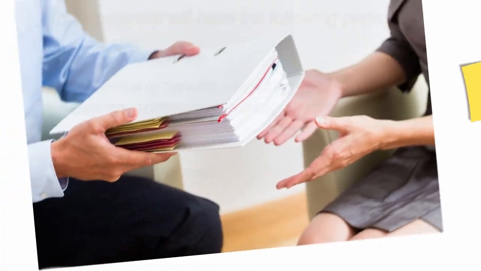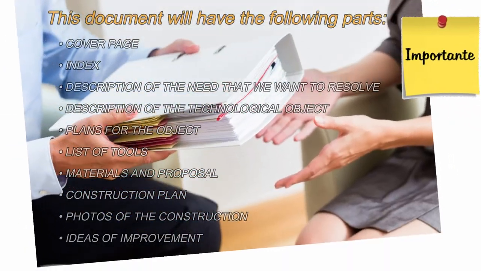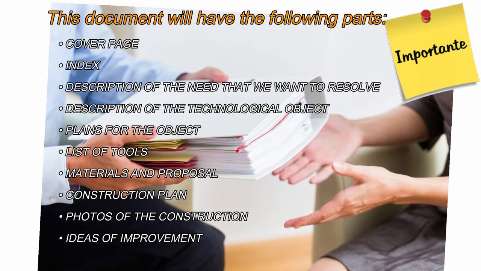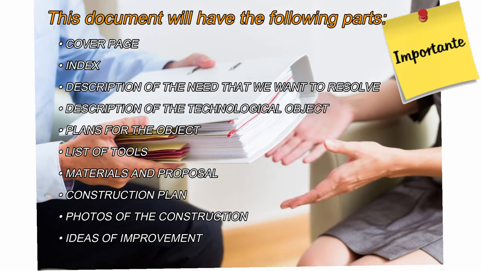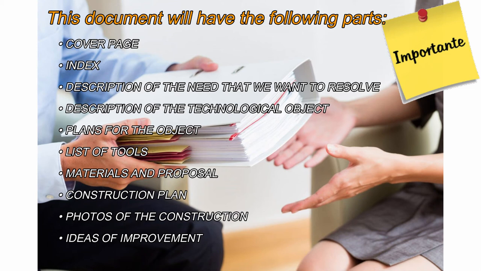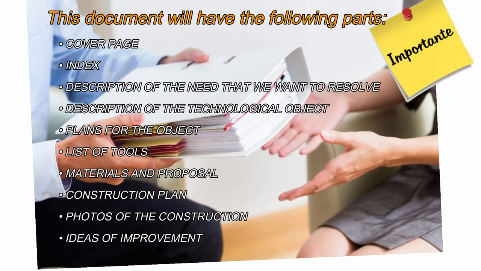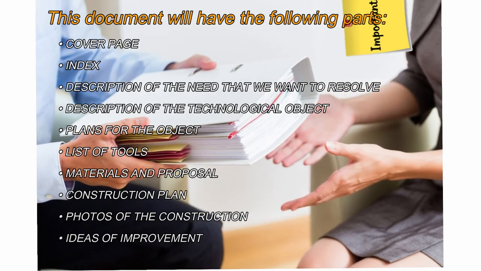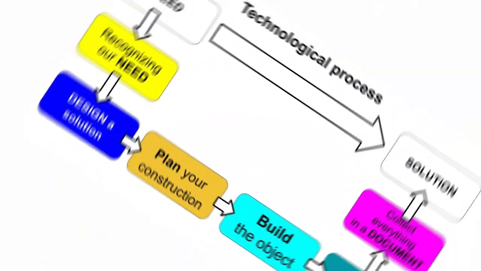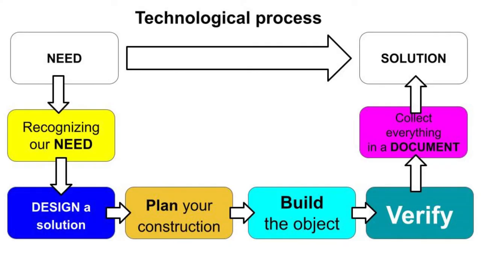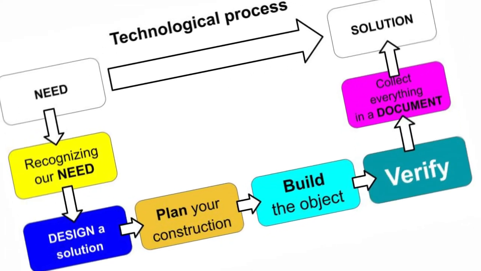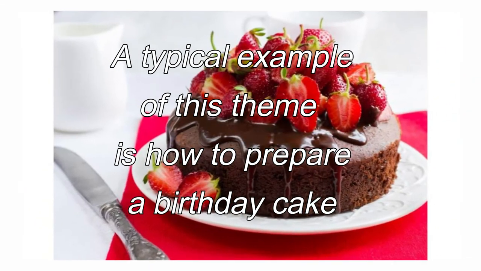This document will have the following parts: a cover page, an index, a description of the need that we want to resolve, a description of the technological object, plans for the object, a list of tools, a list of materials and proposal, a construction plan, photos of the construction, and ideas of improvement. These steps of the technological process, although they can seem complicated, really are very intuitive. A typical example of this theme is how to prepare a birthday cake.